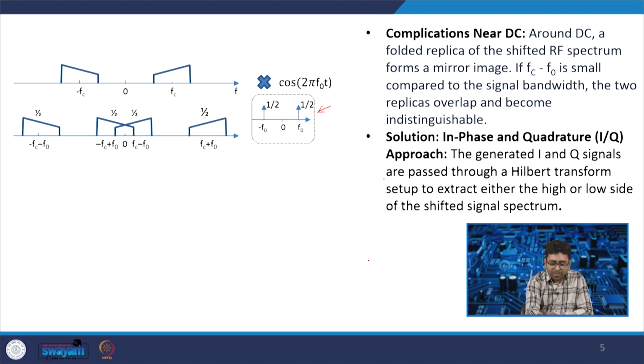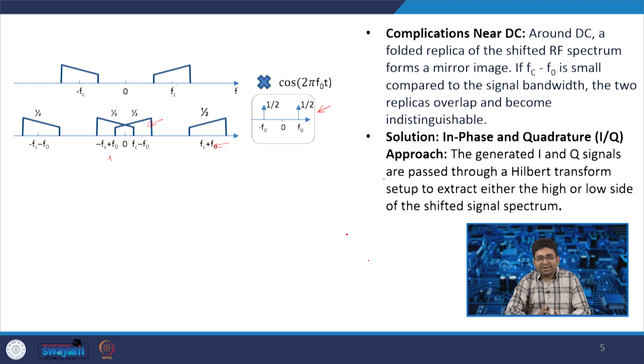So when you multiply, that means it is a convolution in the frequency domain. So, this f c and f naught, f c minus f naught. When f c minus f naught is there, you will get this signal. When f c plus f naught is there, you will get this signal. Minus f naught plus f c, you will get this signal, and minus f naught minus f c, you will get this signal. So this is how you will get the 4 signals.